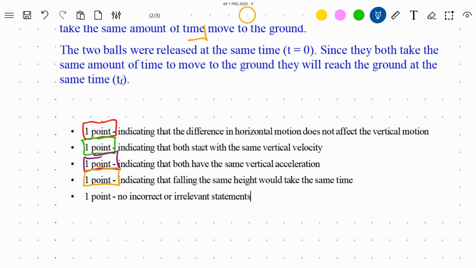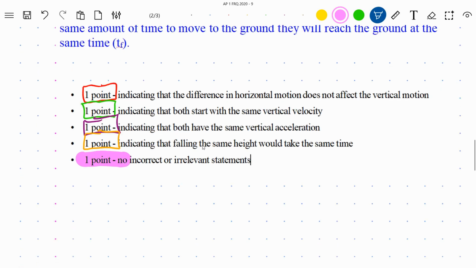This is actually really neat, this last point. So let me just switch over to, I guess, I'll just highlight this one with pink. So 1 point. Now, notice that this 1 point doesn't say for doing something. In effect, it is saying for not doing something. That's really interesting, hey? So 1 point for having no incorrect or irrelevant statements.